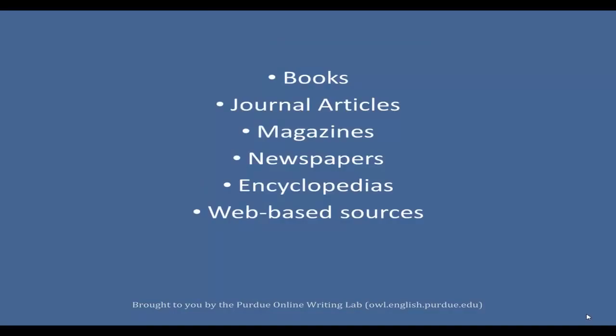In this vidcast, we will cover APA citation for the following types of sources: books, journal articles, magazines, newspapers, encyclopedias, and web-based sources. For information on in-text citation or other kinds of sources, please refer to the links in the video description. For this demonstration, we will use Microsoft Word 2007.